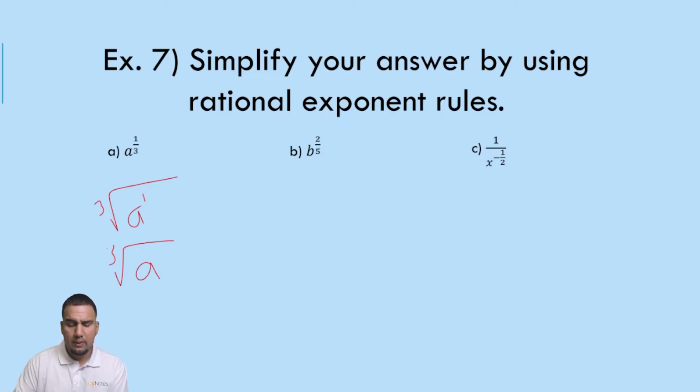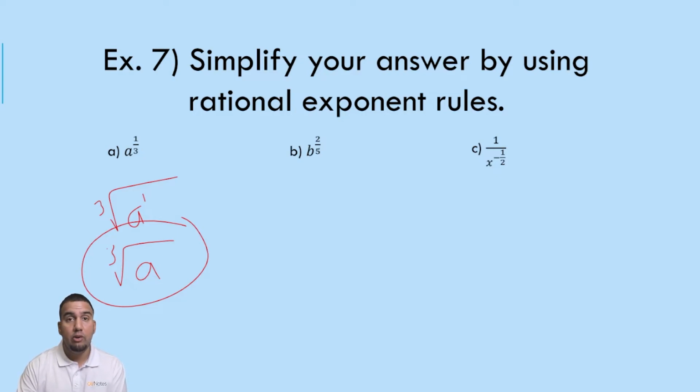Now, the way you say this, by the way, this radical represents the word root, and the number on the outside represents the index. So to say this, you're going to say the third root of a. You pretty much go left to right. So now we move on to b.